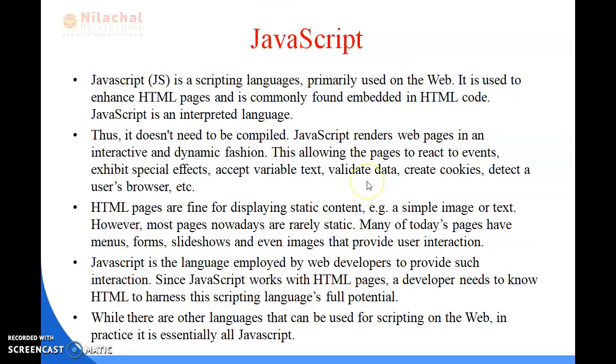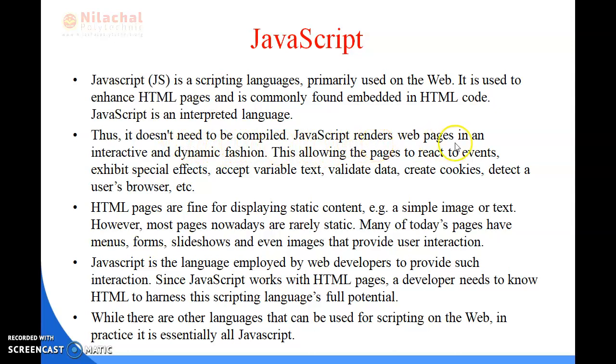Next, let's see what we mean by JavaScript, and why and how we are using JavaScript as a client-side scripting language. So, what is JavaScript? JavaScript is a scripting language primarily used on the web page. It is used to enhance HTML pages and is commonly found embedded in HTML code. JavaScript is an interpreted language. Thus, it does not need to be compiled.